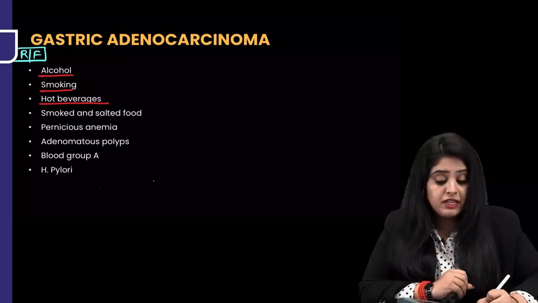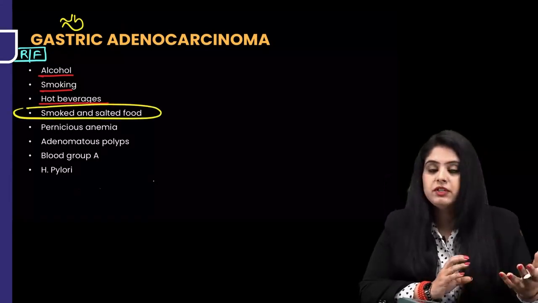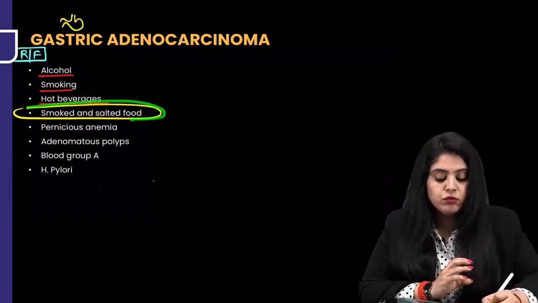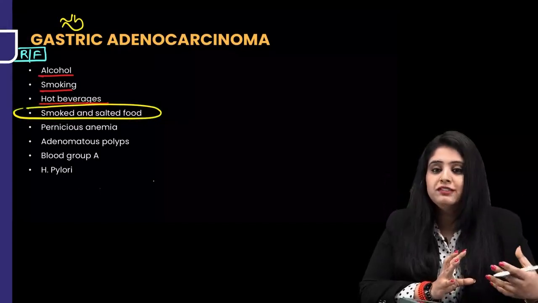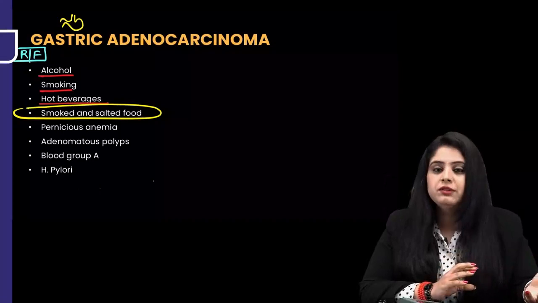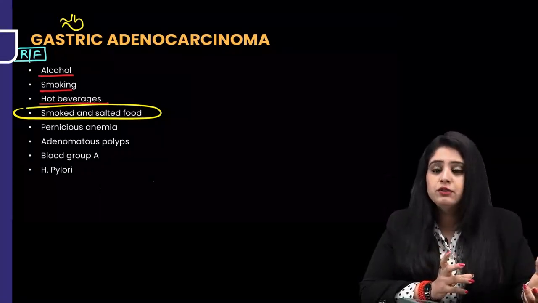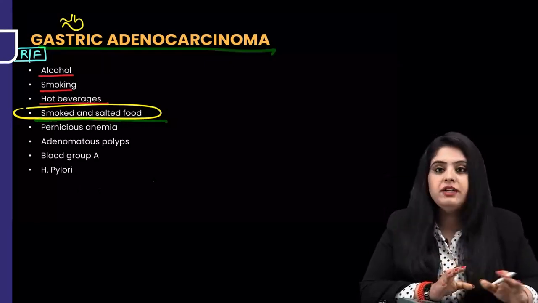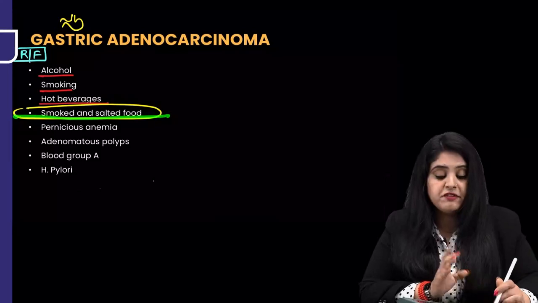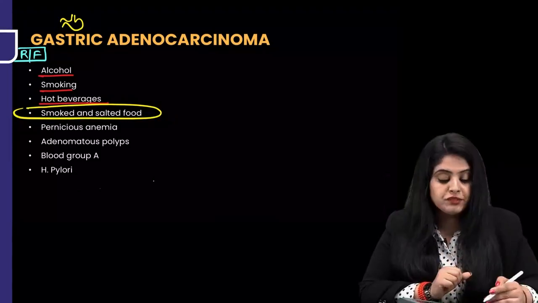Next, very important: stomach cancers are associated with smoked and salted food. Once upon a time, smoked and salted food was only a part of Japanese cuisine, so they used to say it's only seen there. In Japan it was endemic, but now that we've gone global and all types of food items are being consumed everywhere in the world, gastric cancer is also now prevalent everywhere in the world. But yes, this has a very high association with pickled, smoked and salted foods.